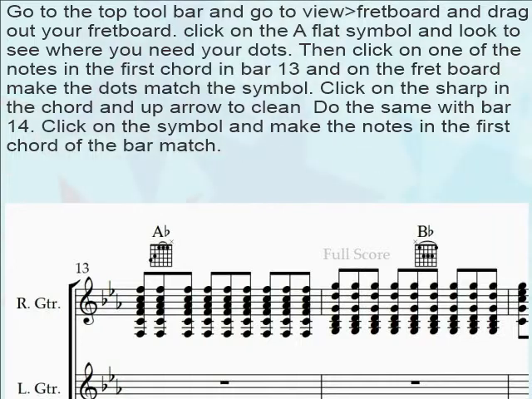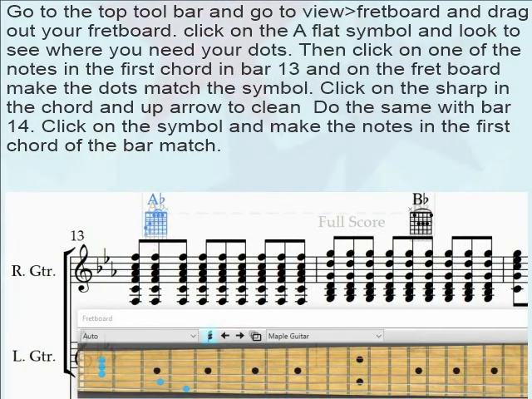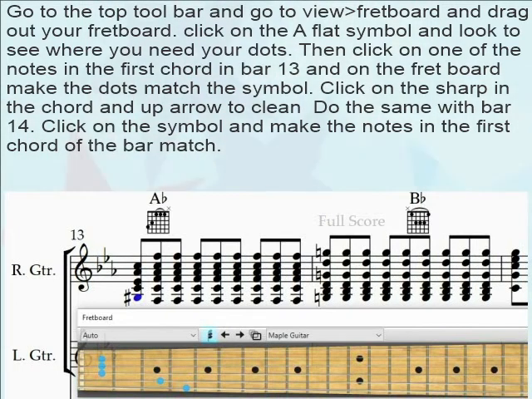Go to the top toolbar and go to View, Fretboard, and drag out your fretboard. Click on the A flat symbol to see where you need to put your dots. Then click on one of the notes in the first chord on bar 13 and on the fretboard make the dots match the symbol.